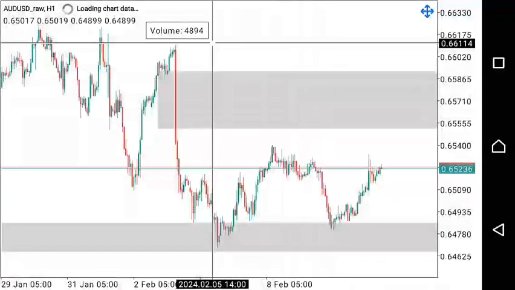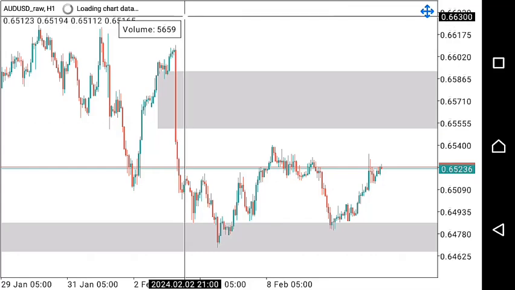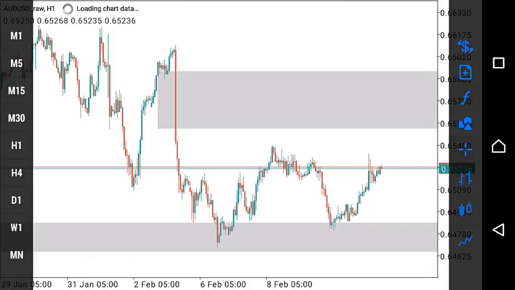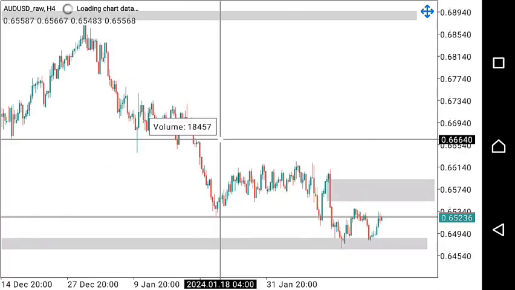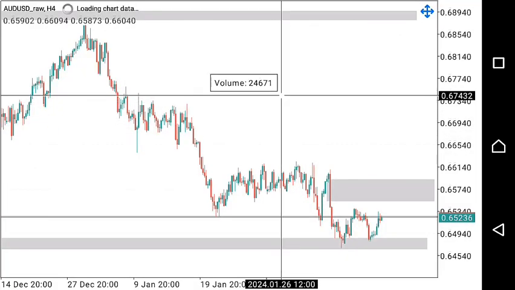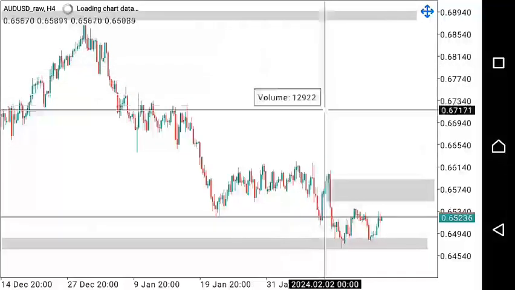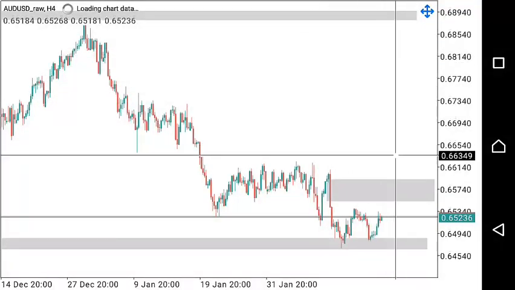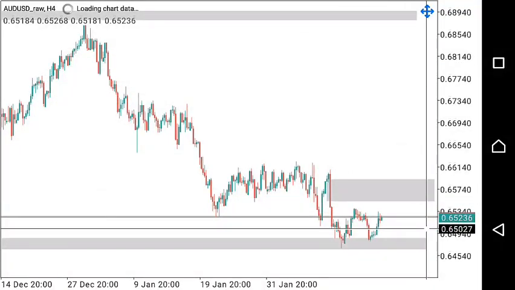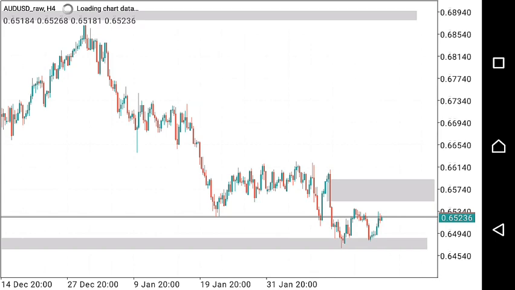But if this other block is not held and price still went past it, then there is a possibility that price will continue up to the upside, right, to test the premium zone around this area, before continuation to the downside. Okay, so that's my projection on Aussie USD.